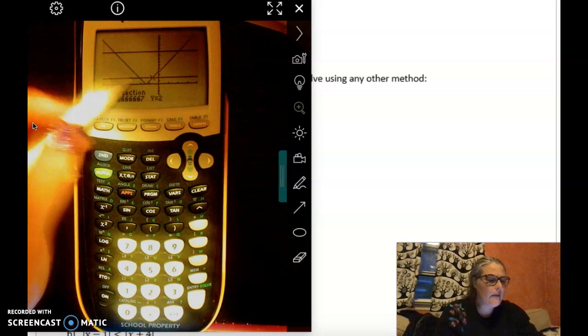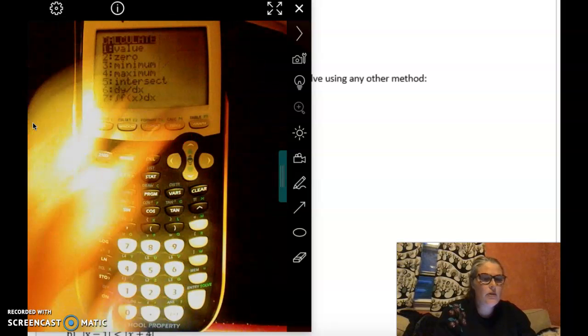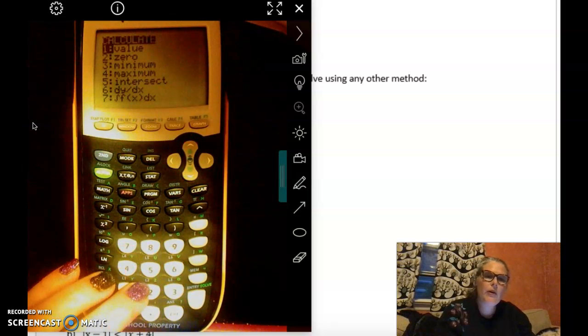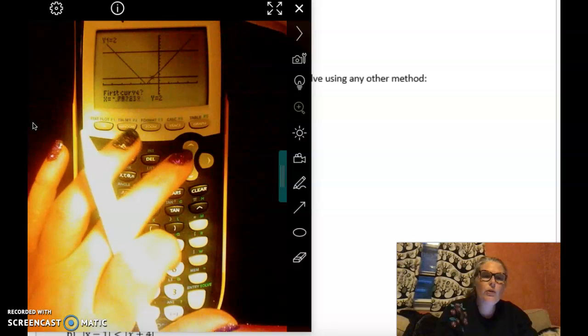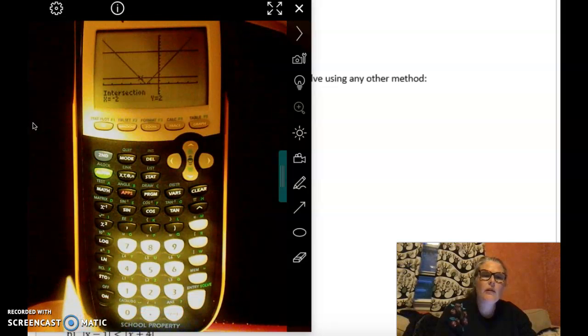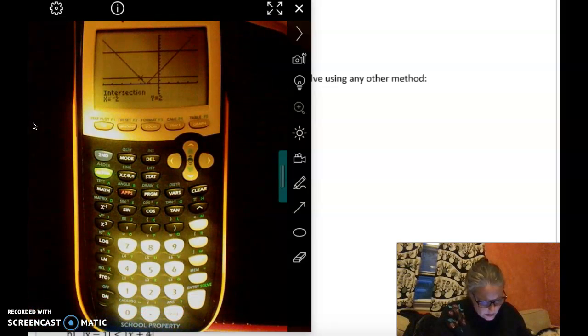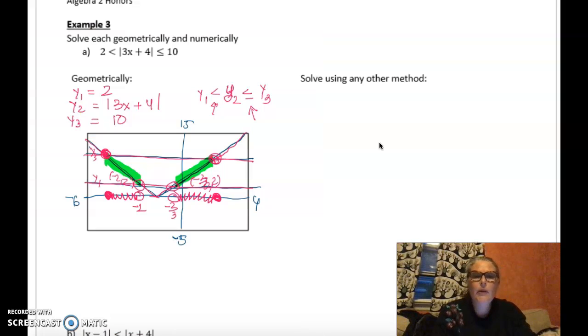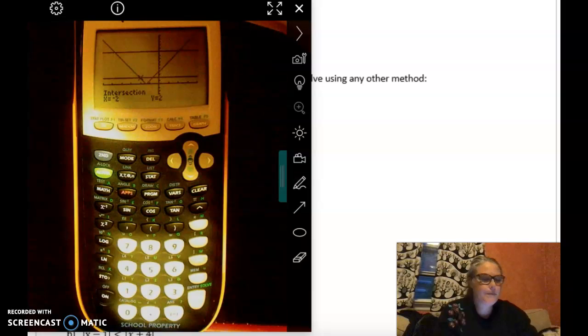That's the one on the left. Do the same thing. Calc intersect, choice number 5. Make sure you're closer to the intersection you want to find. So I'm moving to the left, and then enter, enter, enter. That's -2, comma 2. So now we've found the other one. I'm going to record that on my picture. I put the ordered pair by the point, and I carried down the x underneath. And then we're going to find the other set up at the top.